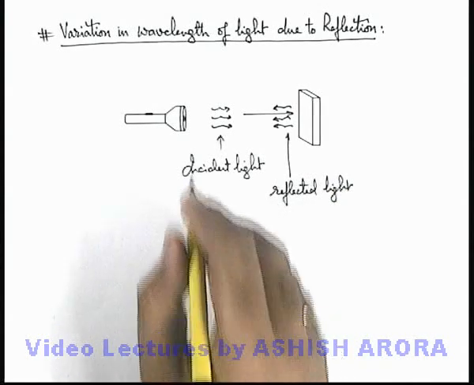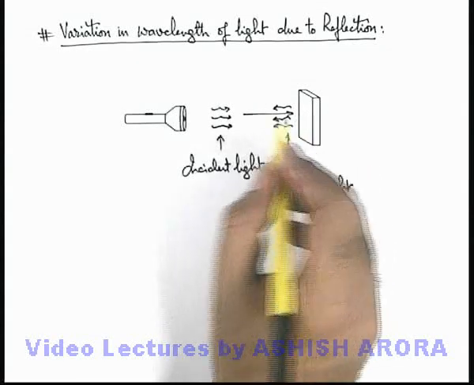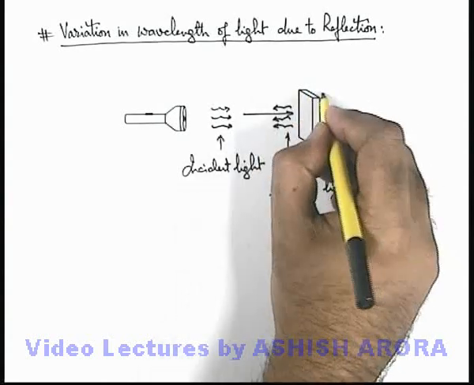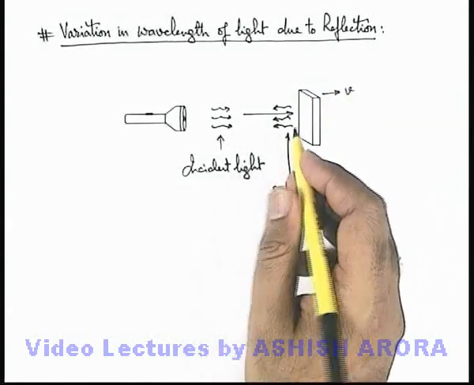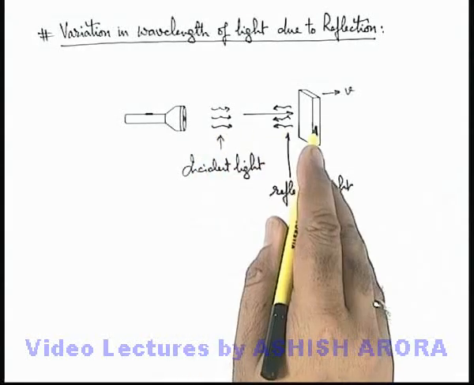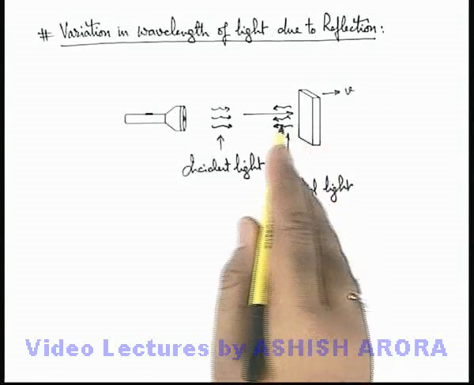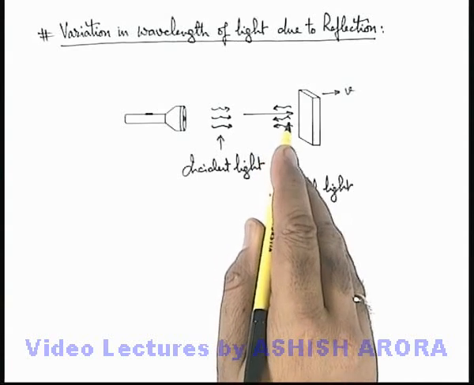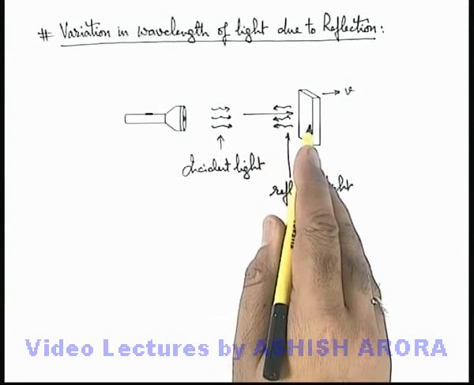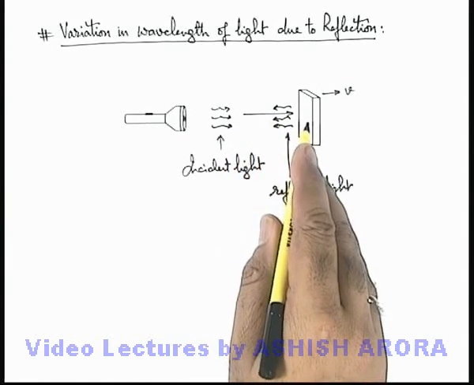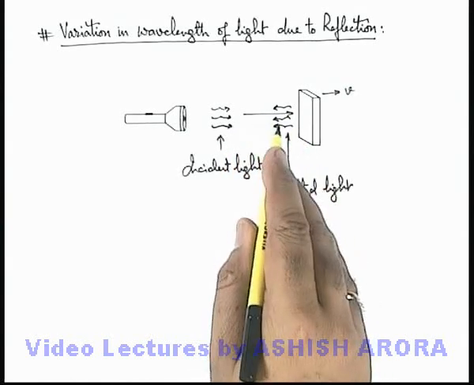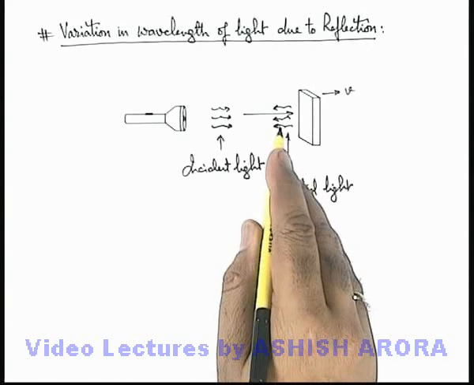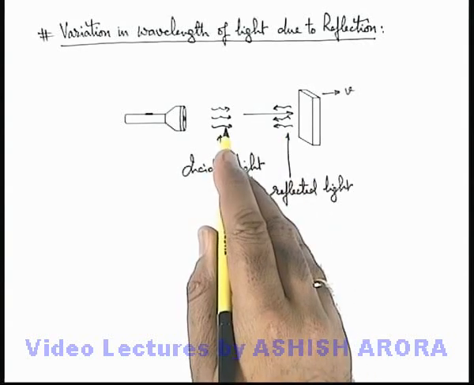Now here we can say when the light is incident onto a surface, it imparts some momentum to the surface, and the surface may attain some velocity in the backward direction due to collisions of photons with the surface. And when the photons are reflected back, the reflected light will have slightly lesser energy because some energy is imparted to the surface on which the light was incident. So if the reflected light has slightly lesser energy because it has imparted some energy to the surface, its wavelength must be slightly more than the incident wavelength.